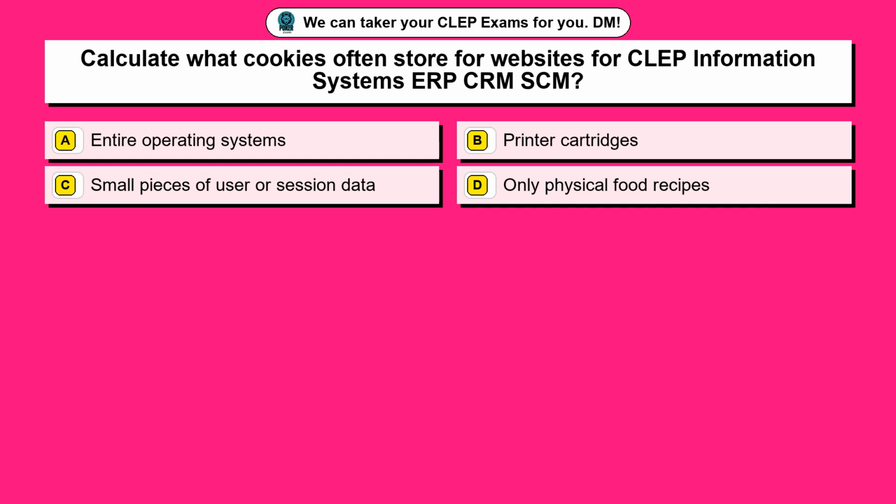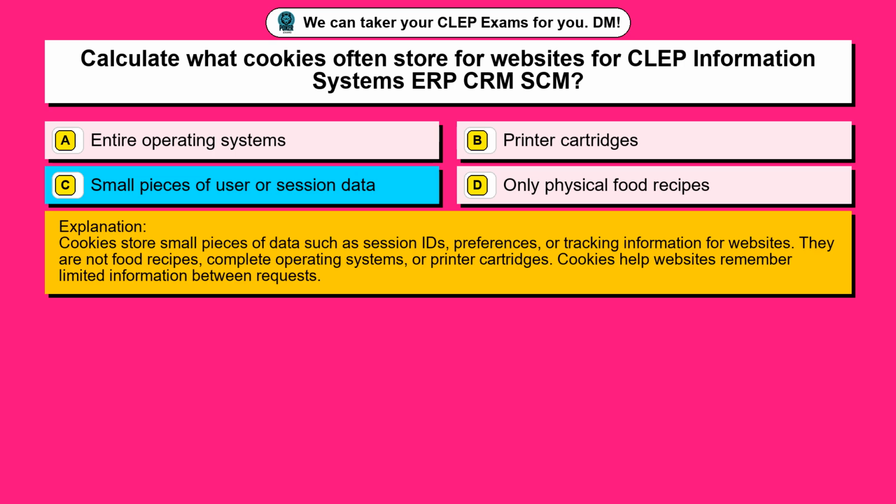Option A. Entire operating systems. Option B. Printer cartridges. Option C. Small pieces of user or session data. Option D. Only physical food recipes. The correct answer is option C. Small pieces of user or session data.